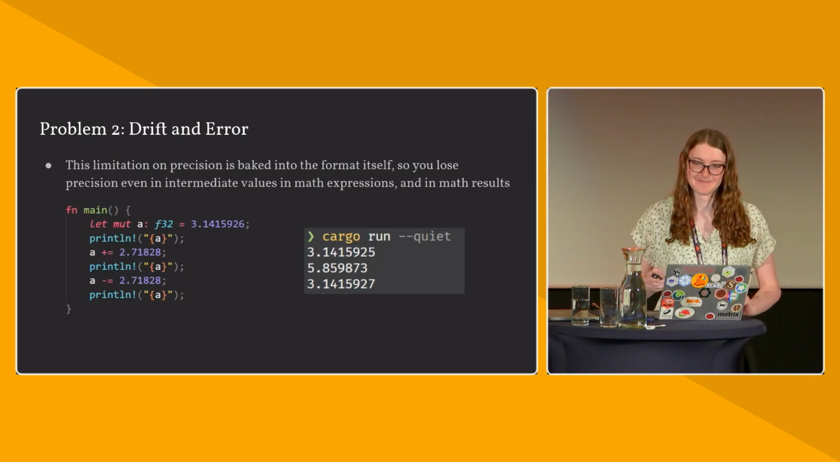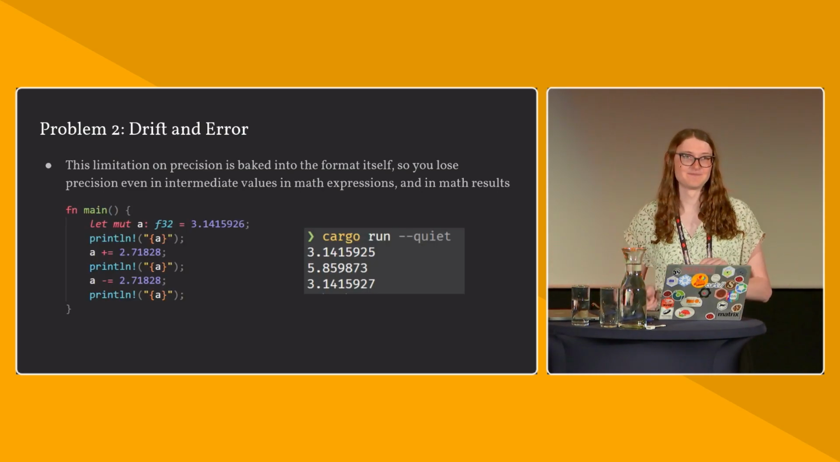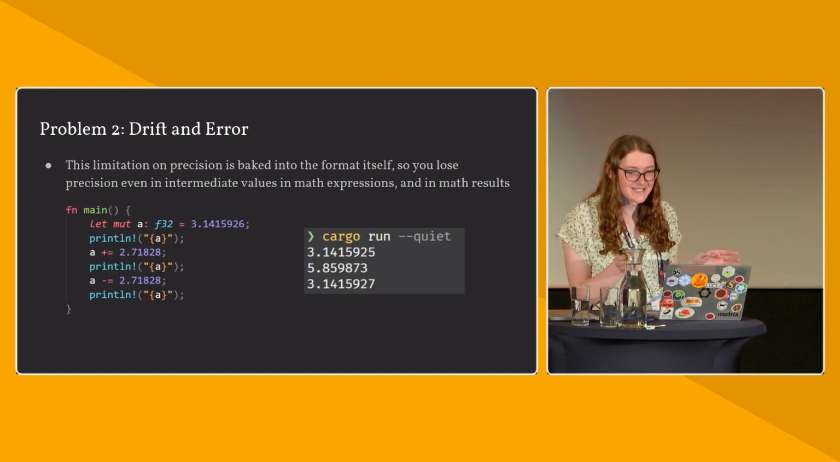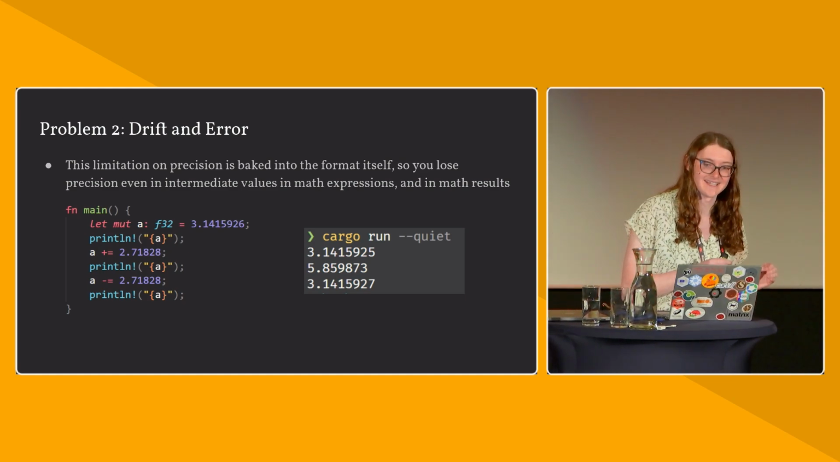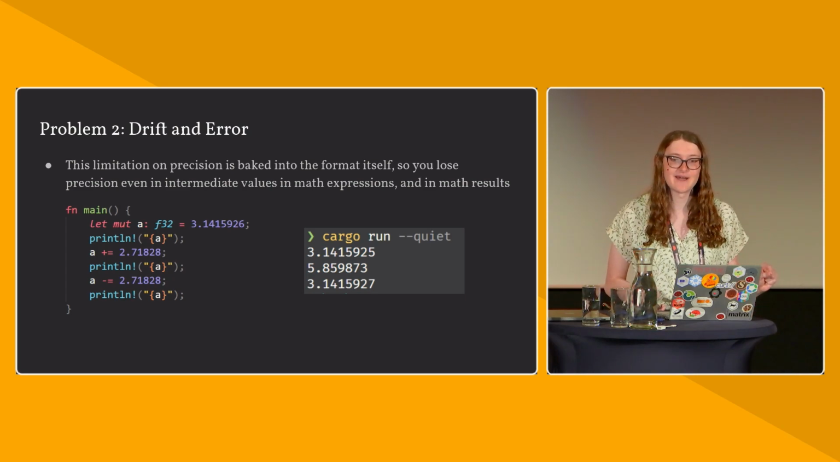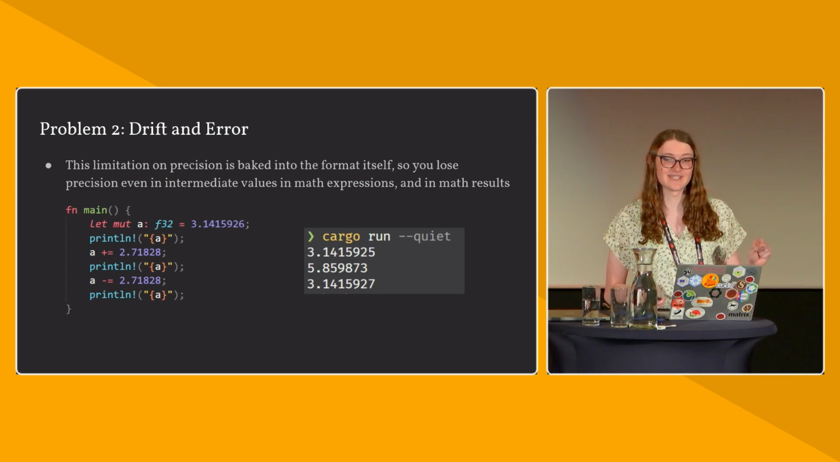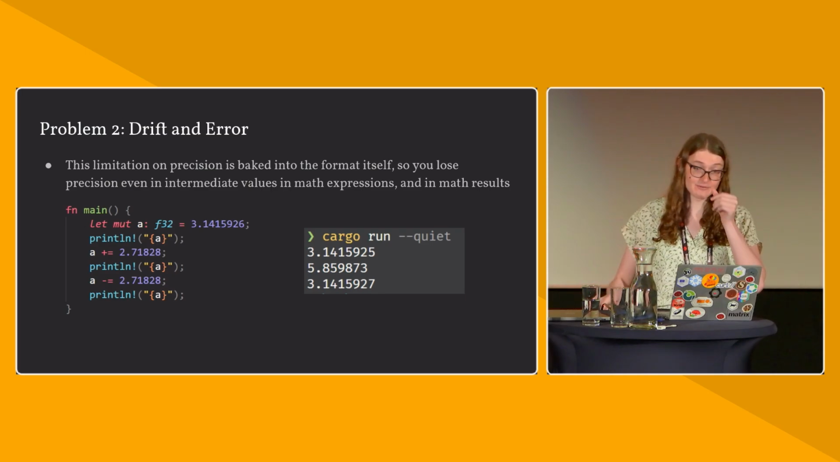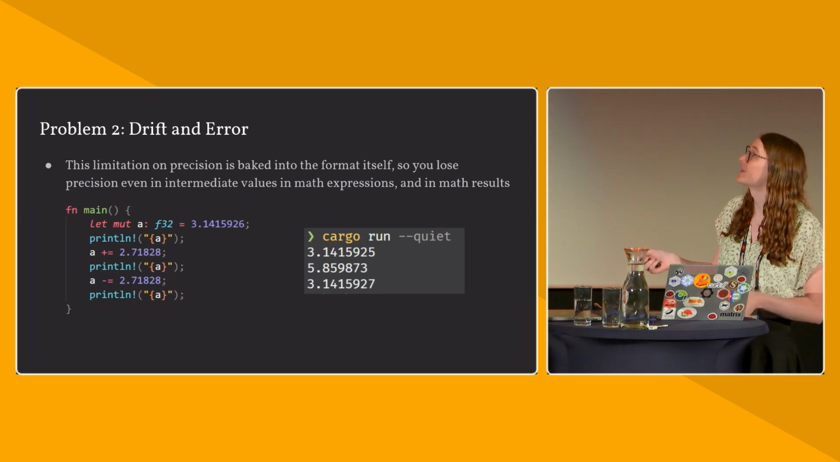It gets worse because of drift and error. You see, this limitation on precision is baked into the format itself. This means that every single intermediate value in every mathematical expression is susceptible to this kind of problem anytime you do math with floats. And here's an example of that, and I won't make you guess it because you have no chance.